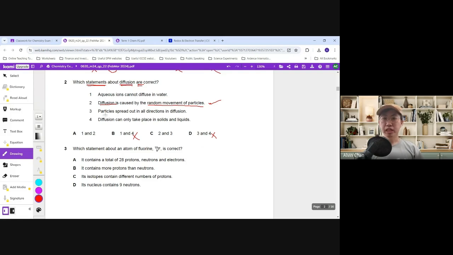Next, particles spread out in all directions in diffusion. Yes, correct. This is actually very true. So you see, all directions are the keyword. Random movement, all directions are keywords. So this is correct. So you can go for C, and you pretty much already know this is absolutely correct.